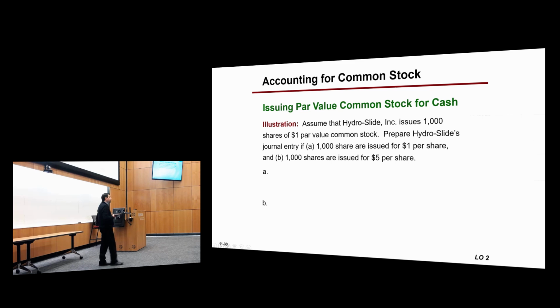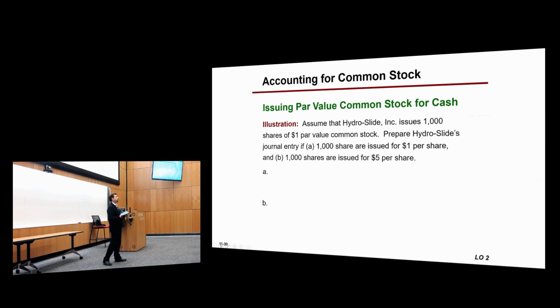So when we issue par value common stock, first we will start with common stocks. This is when the company issues common stock that have par value. Remember, this is when the company is selling stocks. If investor A is selling stocks to investor B, the company is not involved. The company will keep records of who's buying the stocks for dividend purposes, but they will not take journal entry over.